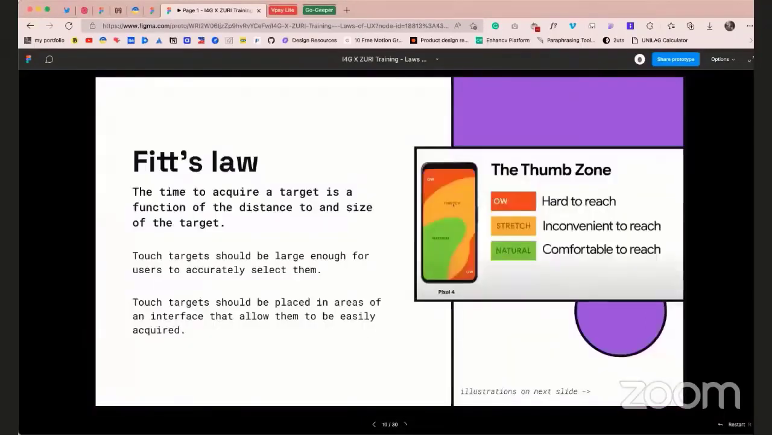The next law we'll be talking about is Fitts law. Fitts law states that the time to acquire a target is a function of the distance to and size of the target. That sounds like physics, but let me break it down to you, right? Here, the only thing you should pay attention to as a designer is how long will it take my user to accomplish their goal, basically. Touch targets should be large enough for users to accurately select them. Touch targets should be placed in areas of an interface that allows them to be easily acquired.